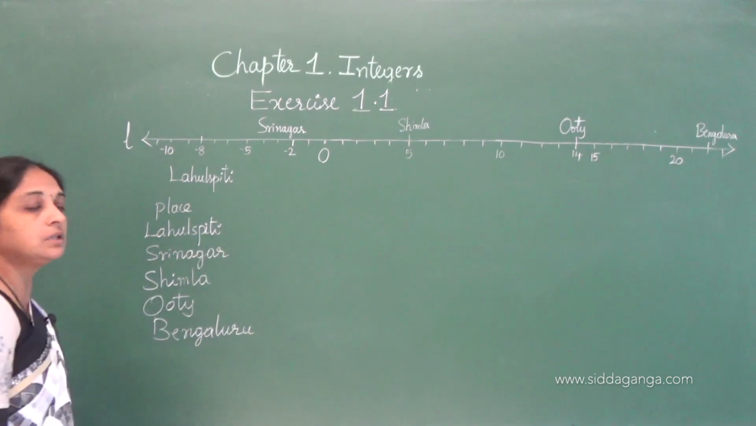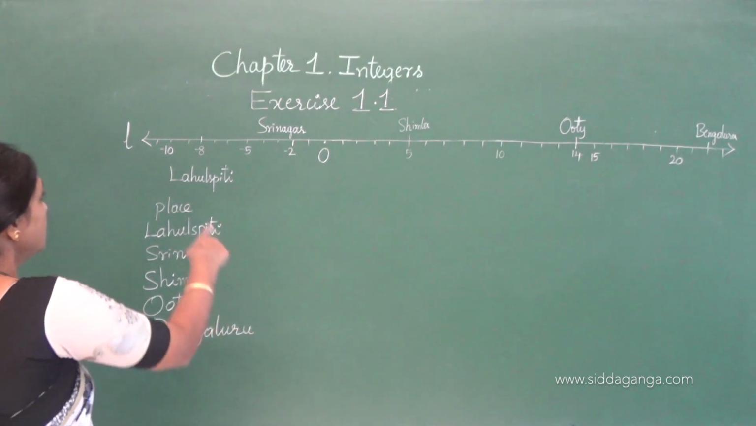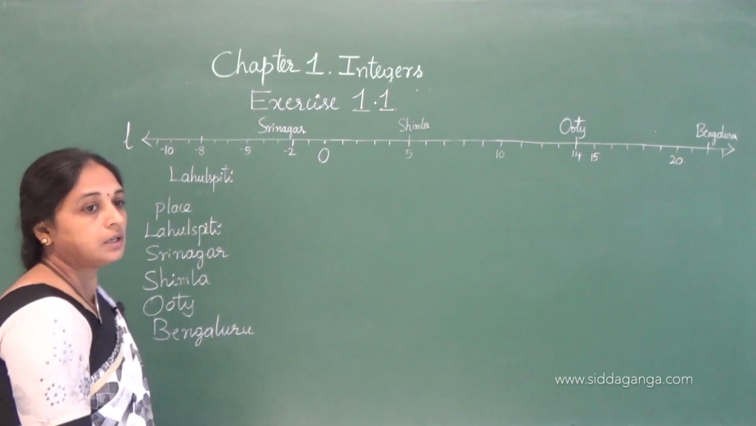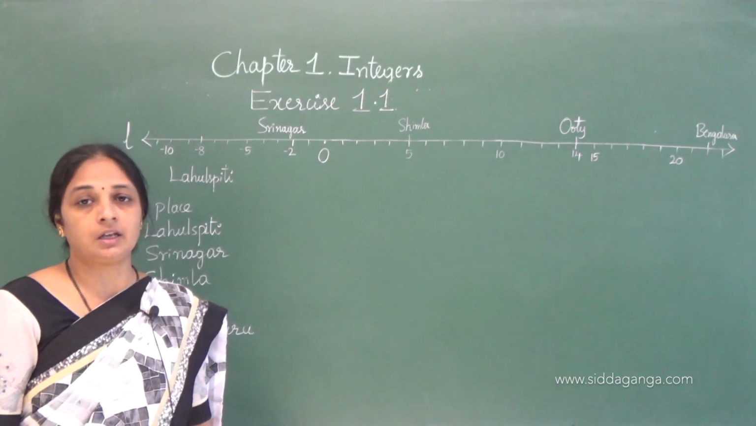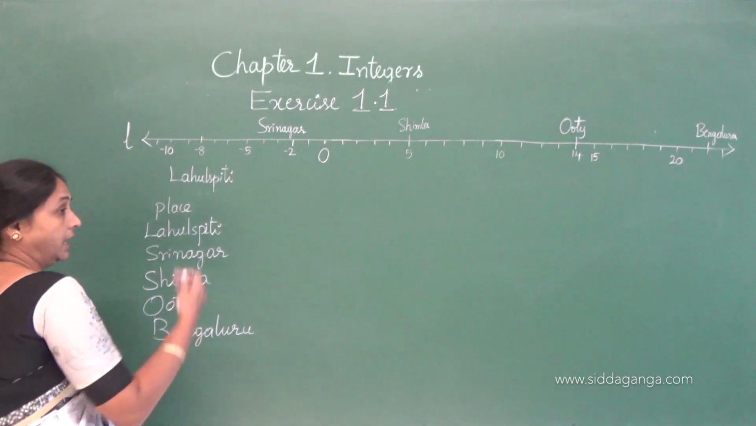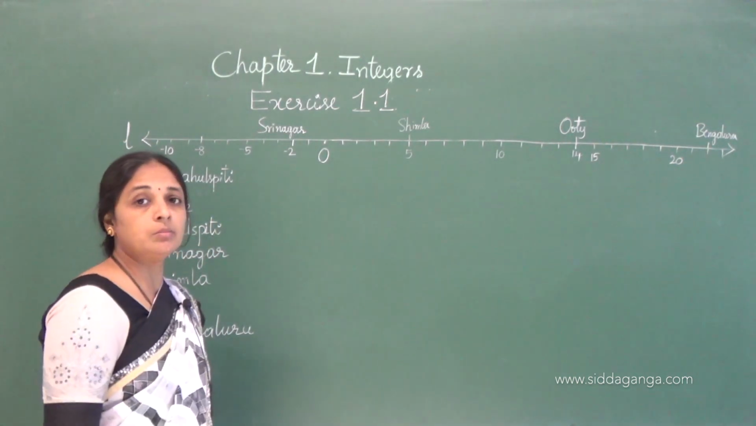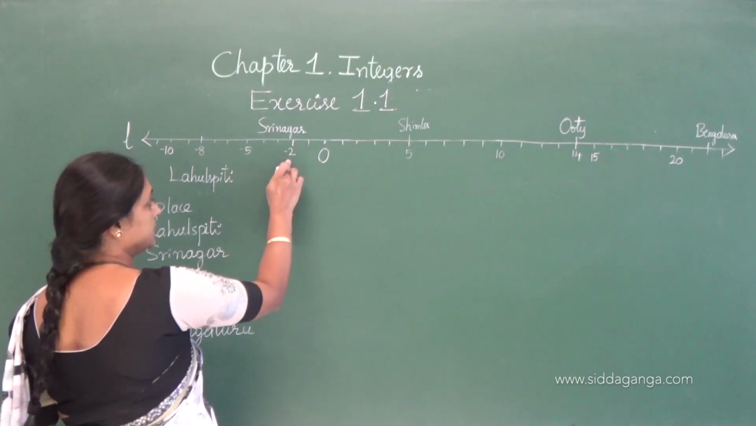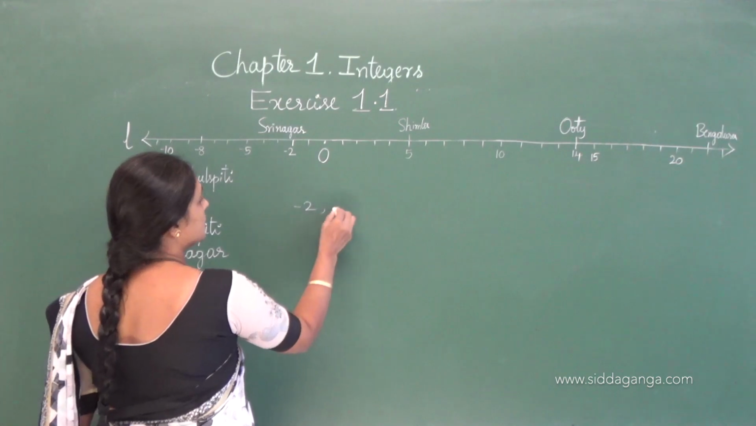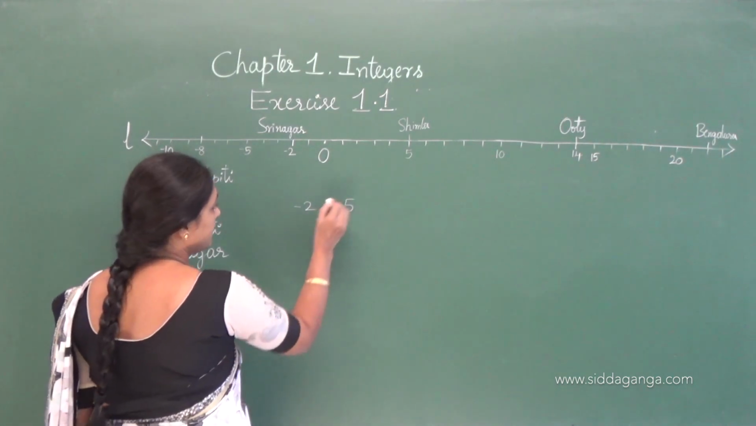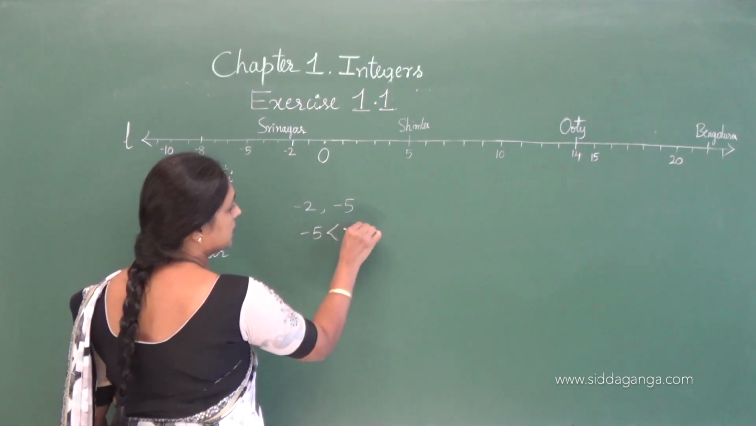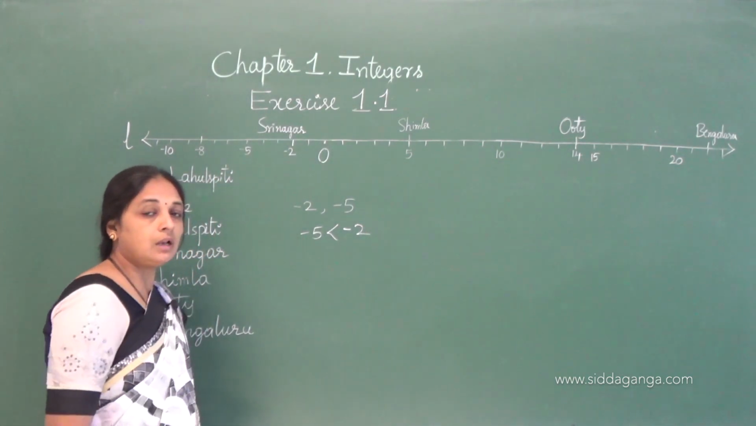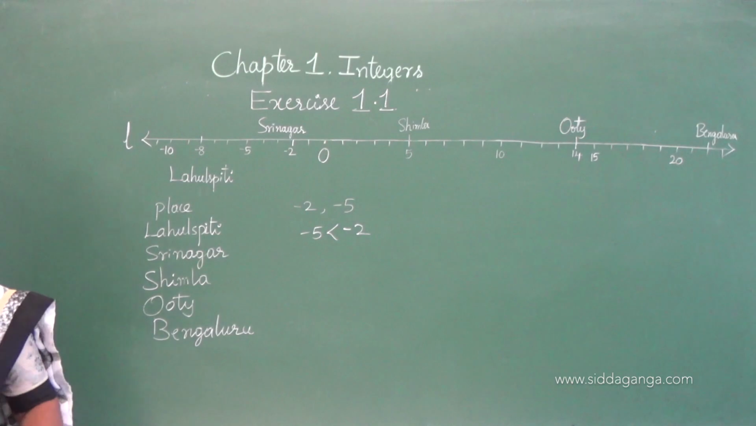Okay, what are the temperatures at the different places? At Lahul Spiti, we consider the left of the 0, they are the negative numbers, and the value of the negative numbers decreases when we go to the left. For example, consider minus 2 and minus 5. So minus 5 is less than minus 2. The value decreases when we go to the left on the number line.